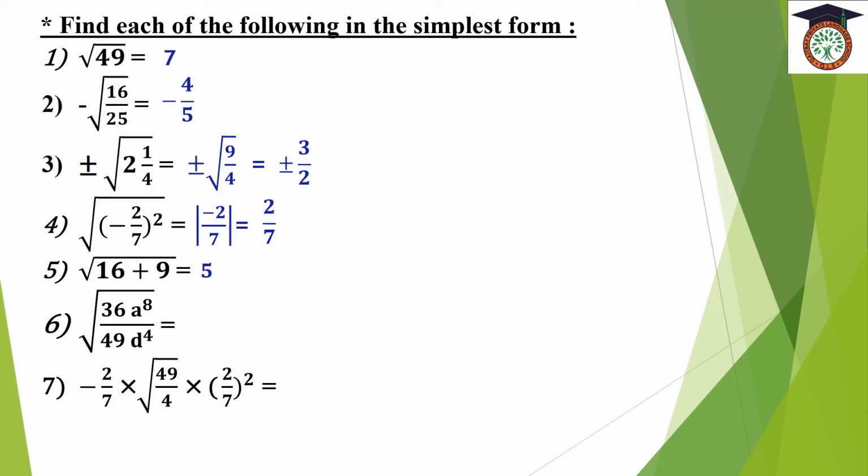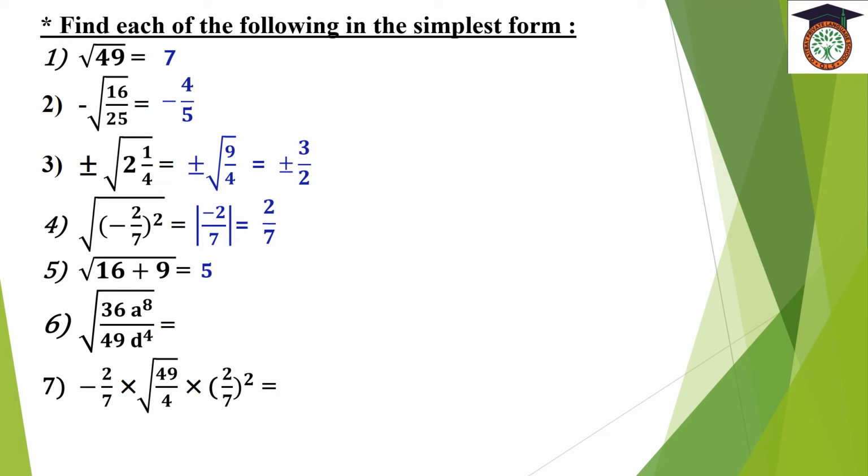Number 6, we have the square root of 36a to the power of 8 over 49d to the power of 4. We will find the square root of 36 and the square root of 49. Then we will find the square root of a to the power of 8 and the square root of d to the power of 4.